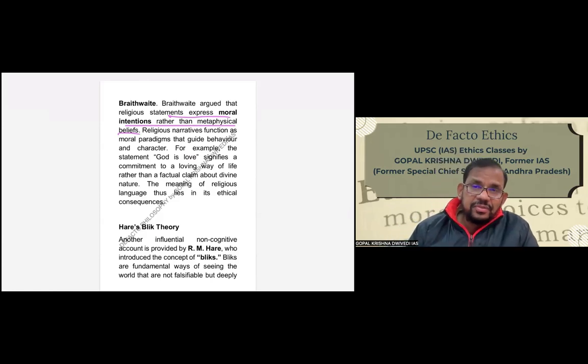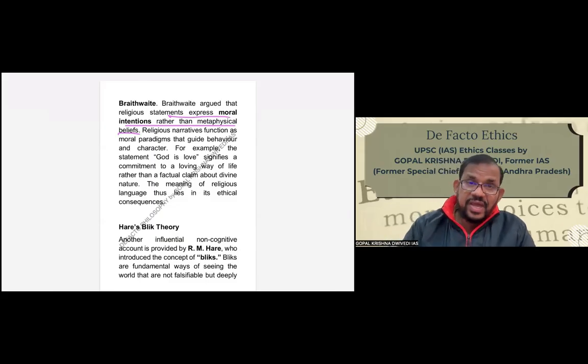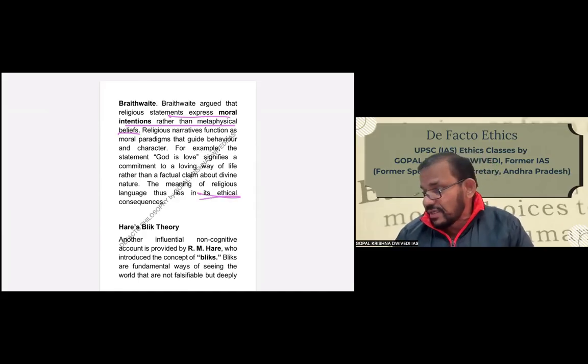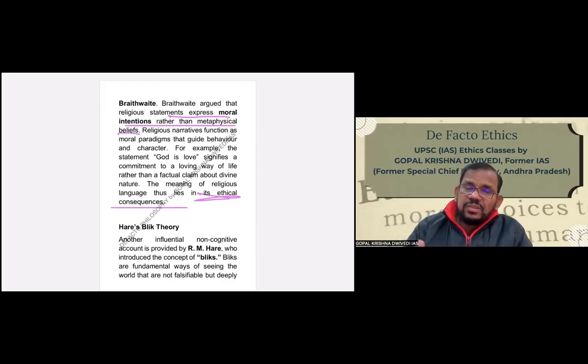Religious narratives function as moral paradigms that guide behavior and character. So therefore, the meaning of religious language lies in its ethical consequences. This is R.B. Braithwaite's non-cognitive theory. As I told, non-cognitive is a broader term. It contains a number of philosophers or a number of theories.